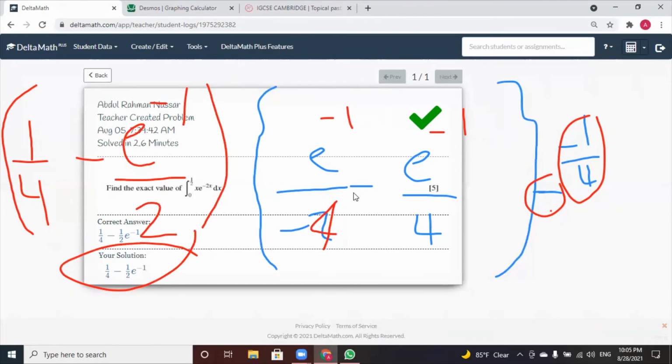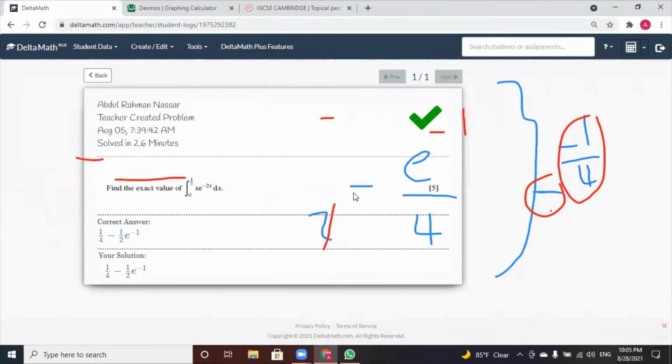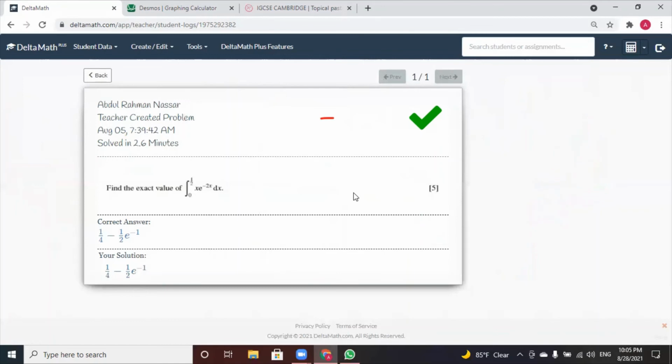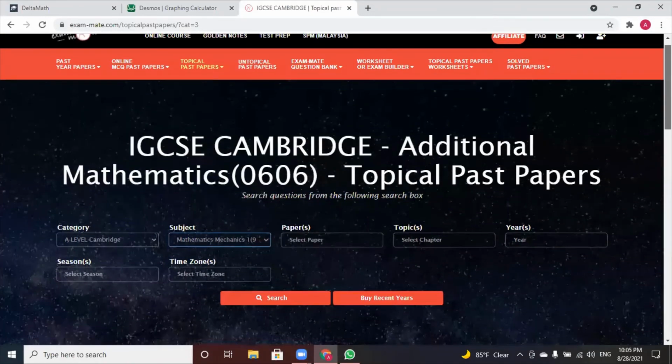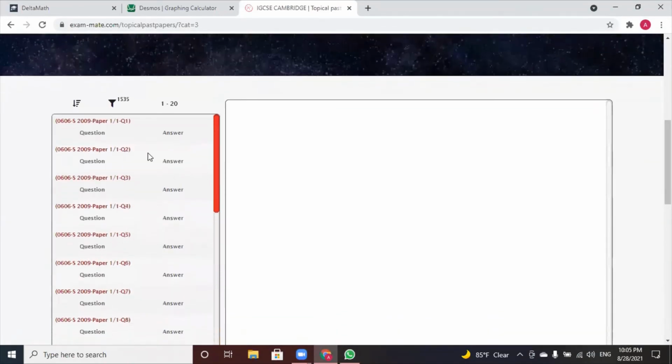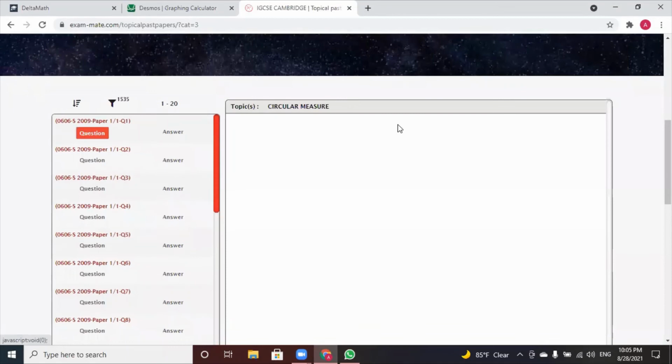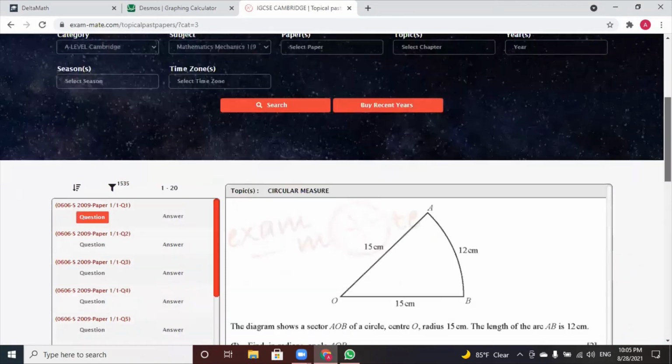So this is a demonstration of how we can solve past exam questions using an online platform. Next, I'm going to show you another nice tool, which is ExamMate. ExamMate is a very nice online website, which allows me to check questions of a certain topic. So I can choose the topic I want.